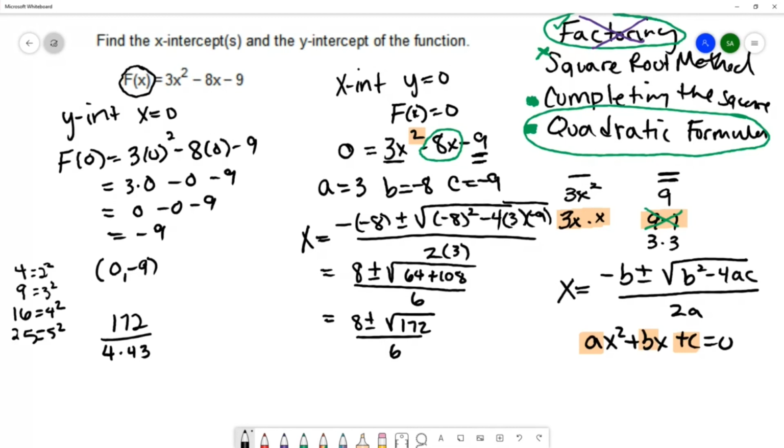Let me just try one more. 172 divided by 9 doesn't work. 172 divided by 16 doesn't work. And definitely we want to use this one here, 4 times 43. We'll do 8 plus or minus the square root of 4 times 43 over 6. The square root of 4 is 2. The 43 stays inside.